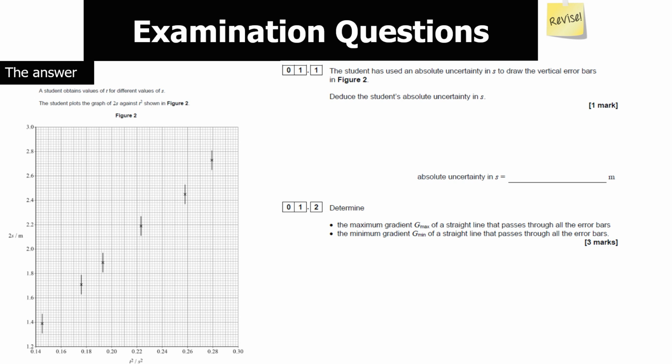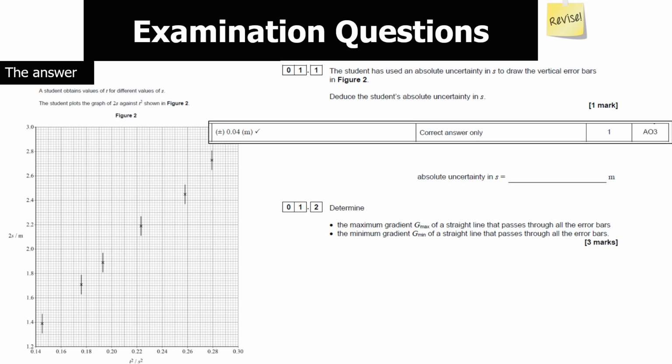Right, so how do you answer this first question? Well, you can work out your absolute uncertainty by understanding that the absolute uncertainty is the range of the error bars divided by 2, because it's a visual representation of the range. So you look on your graph and you can see that the difference is 0.08 meters, so divide that by 2, it's 0.04 meters. Now in the next question you should be drawing 2 straight lines in.